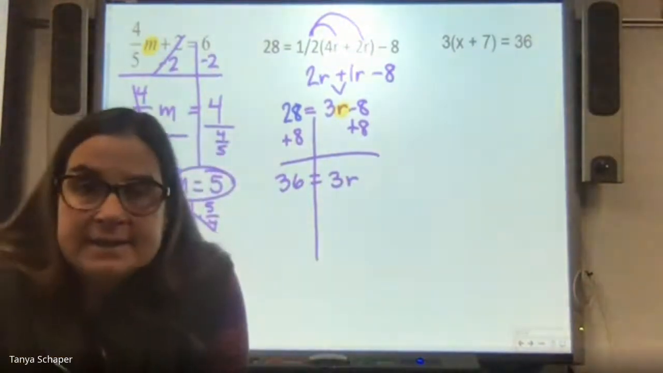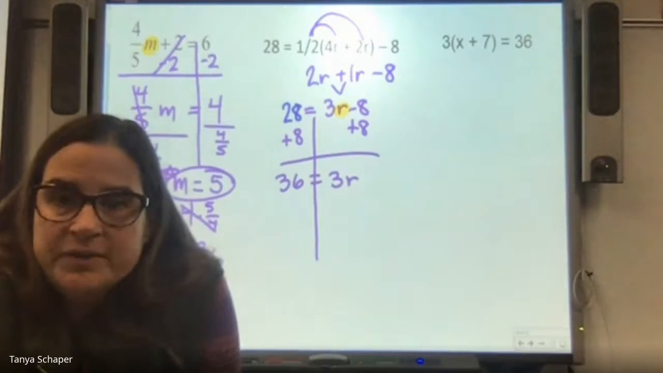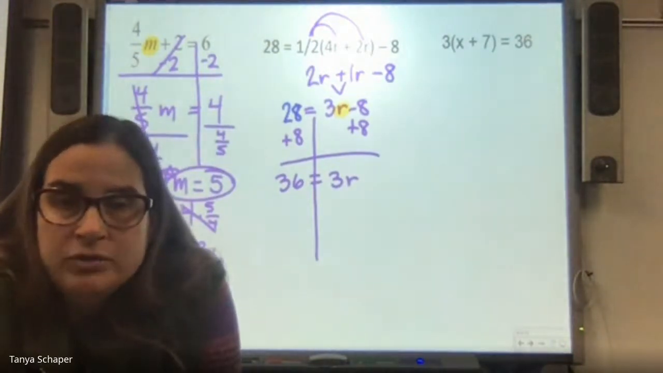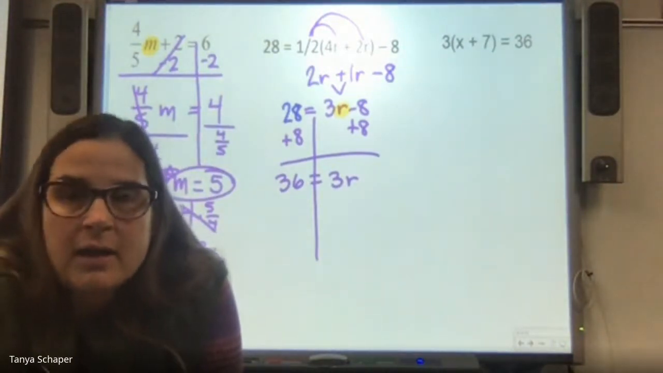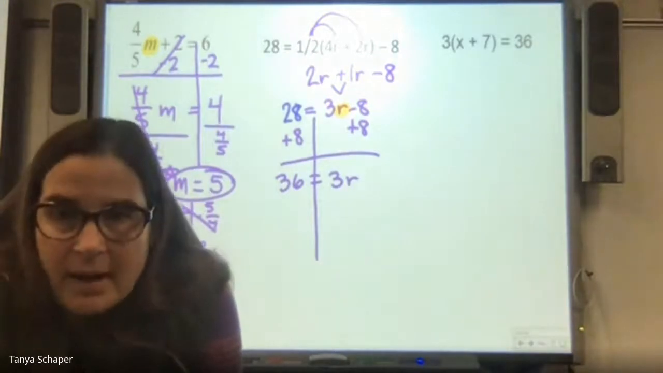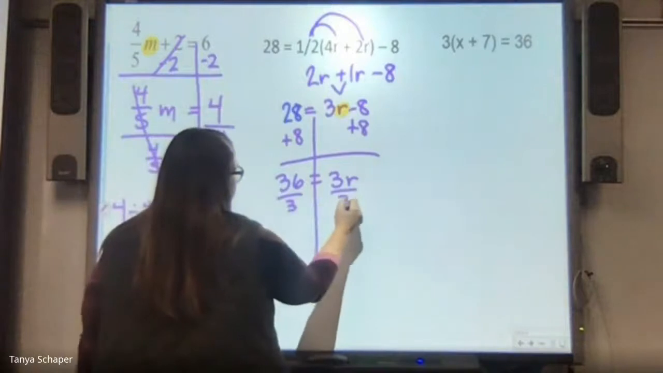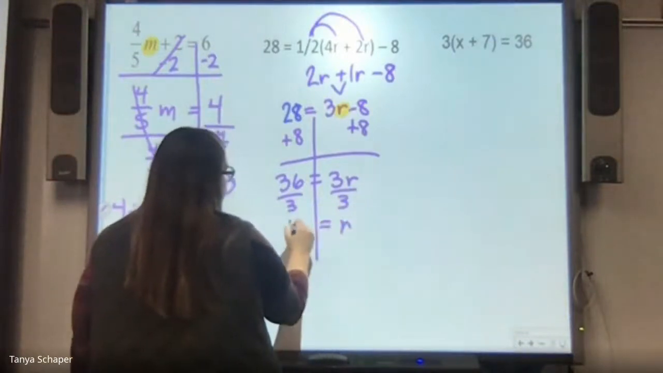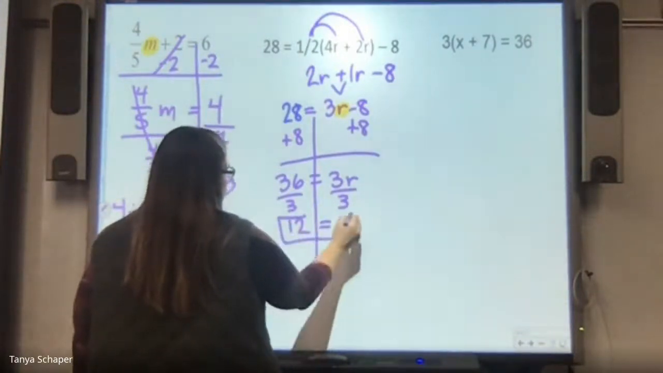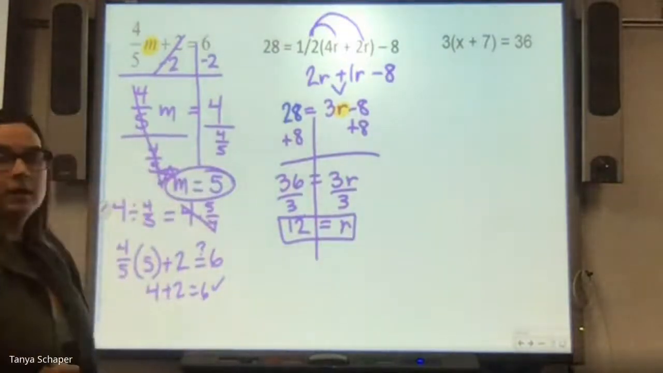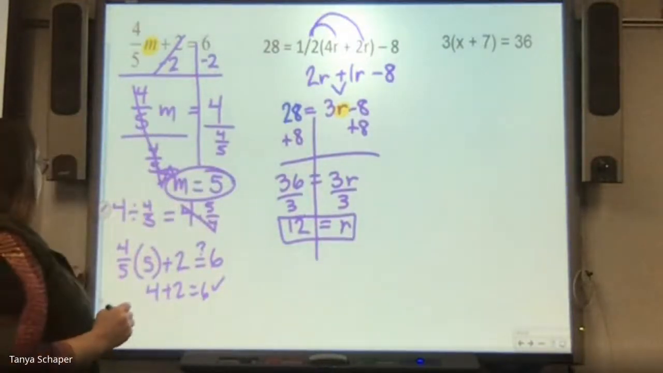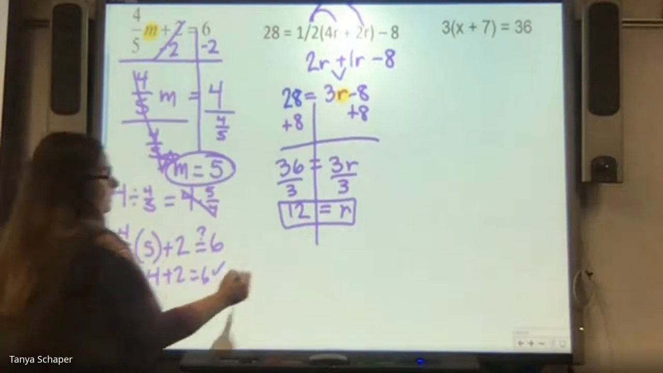And then my last step is going to undo that multiplication. So I undo 3 times R by dividing by 3. So I'm going to divide both sides by 3. So R is equal to 12. When I check my work, again, you can type this all into your calculator.